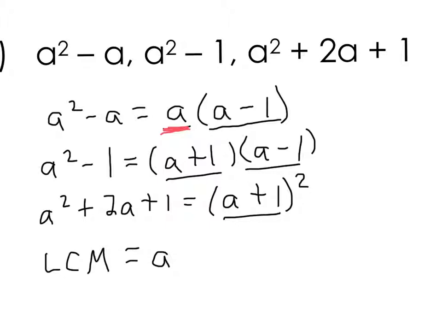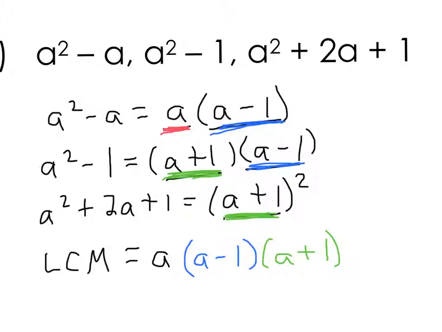We also see a factor of a minus 1 here and here. What is the most number of times that a minus 1 appears in our prime factorizations? 1 time. So we also need a factor of a minus 1, and it will be raised to the first exponent. I see a factor of a plus 1 and a plus 1, so we need a plus 1.